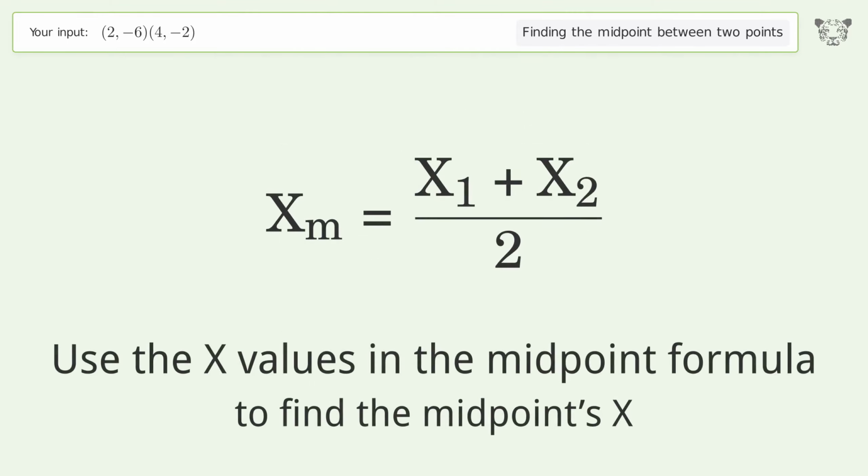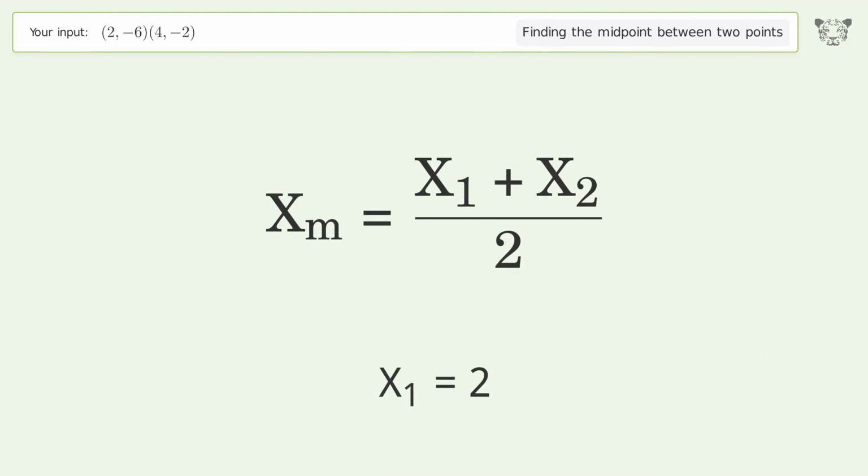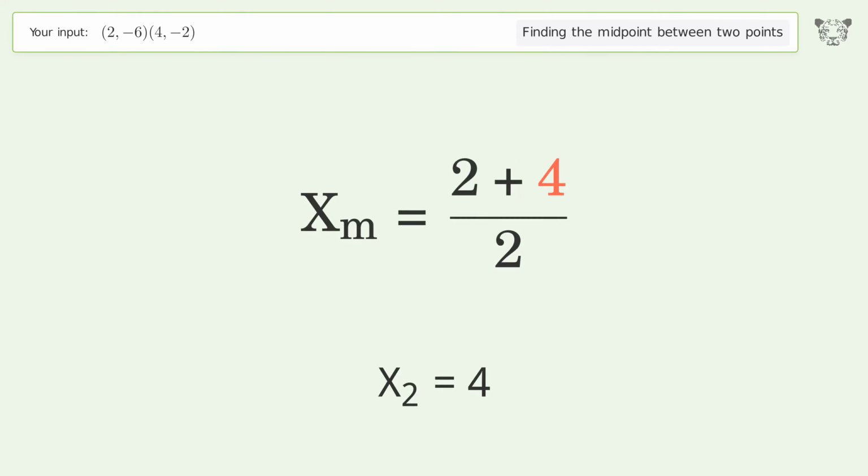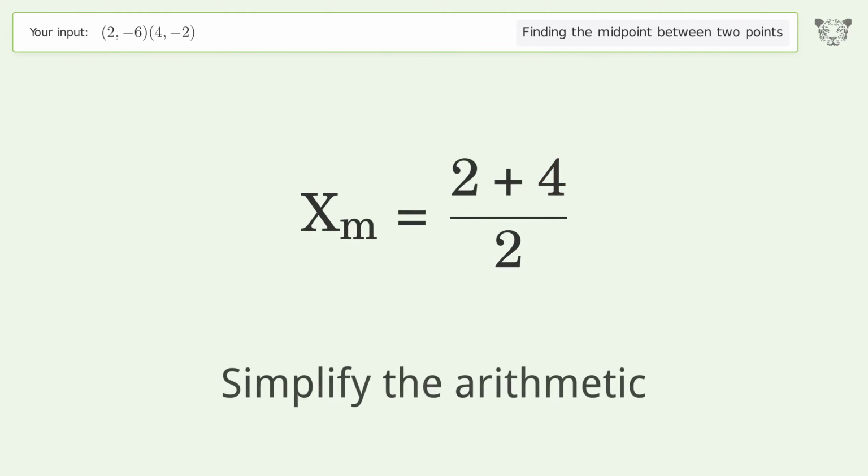Use the x values in the midpoint formula to find the midpoint's x. x1 equals 2, x2 equals 4. Simplify the arithmetic.